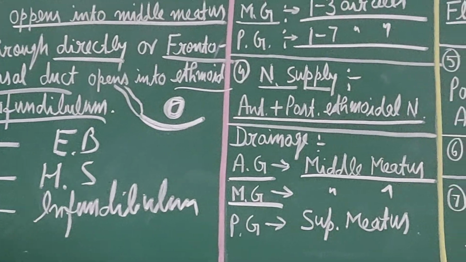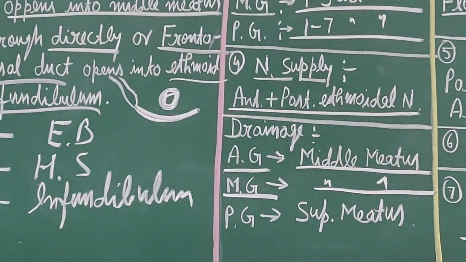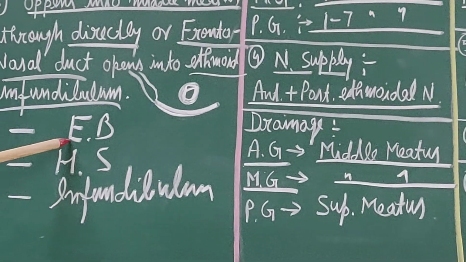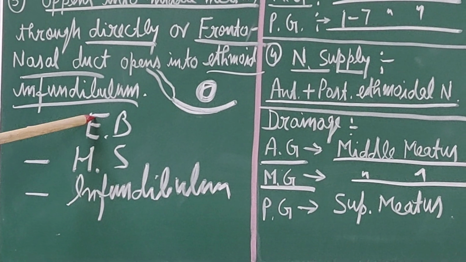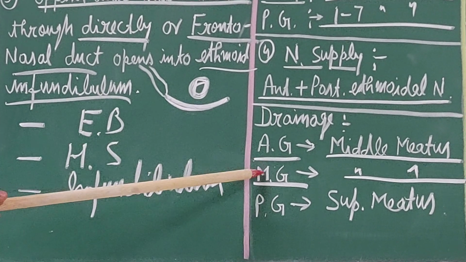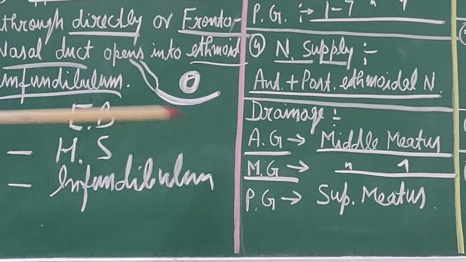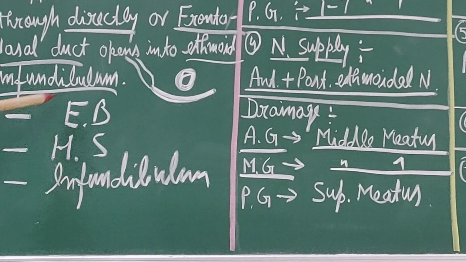Now this middle group also drains into the middle meatus. In the middle meatus, it drains on the ethmoidal bulla or the upper margin of the ethmoidal bulla. So this middle group of the ethmoidal sinus drains on the ethmoidal bulla that is present in the middle meatus.